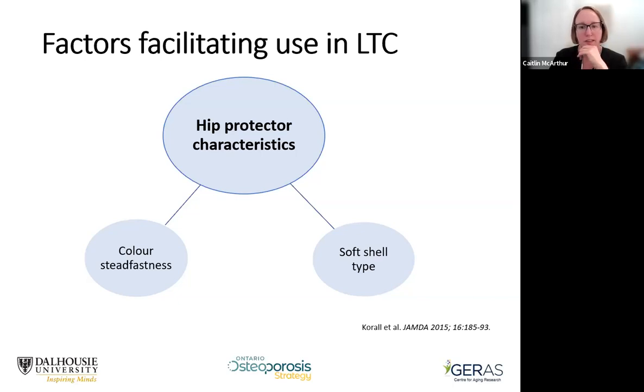They also found that soft shell hip protectors had a higher adherence rate versus hard type, especially for those who wore them overnight. So people who might be at risk of falling out of bed or getting up during the night to go to the bathroom and then falling. Soft shell was better, especially for those people who wore them 24 hours, likely because they were more comfortable than having something hard on your leg or hip while you're sleeping.